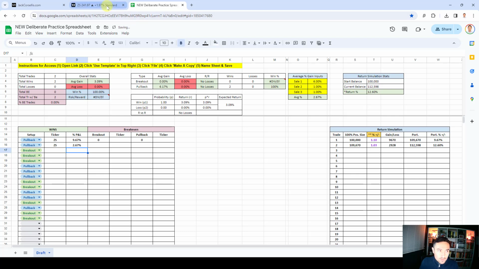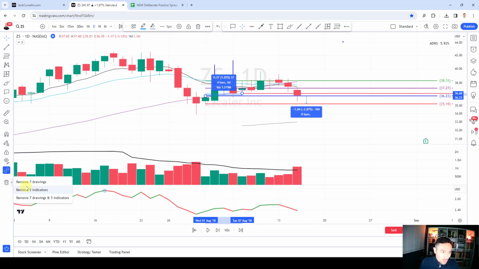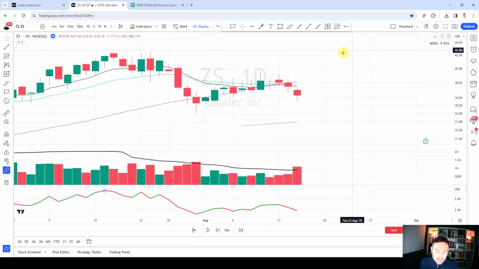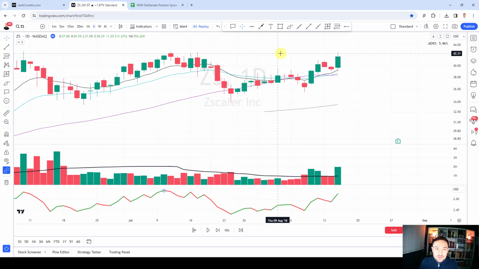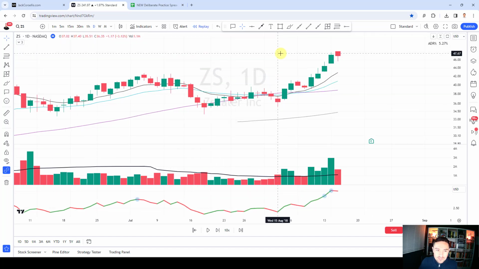What this is going to do as well, in terms of bar by bar deliberate practice, is teach you that not every stock is going to be a massive winner. Not every trade that you take is going to be a massive winner like you see in the textbooks. Okay, trading just doesn't happen like that.